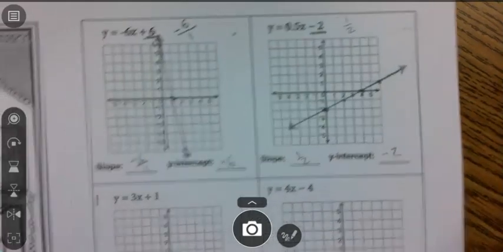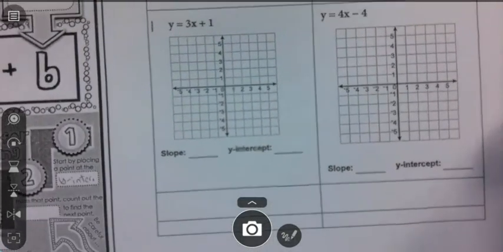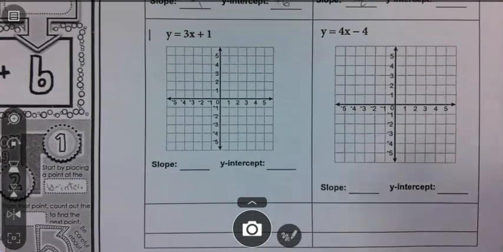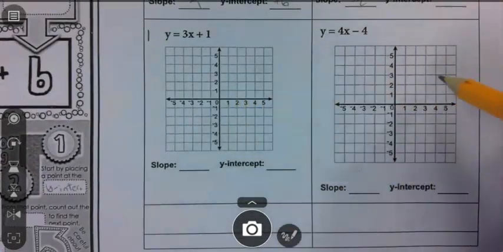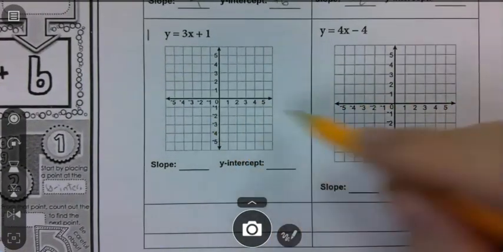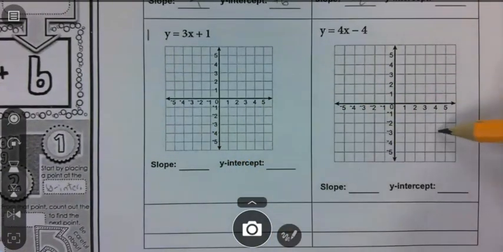Okay, now it's your turn to use the examples that I've given you and to complete the 2 remaining questions on your front page of your notes. Okay? Good luck.